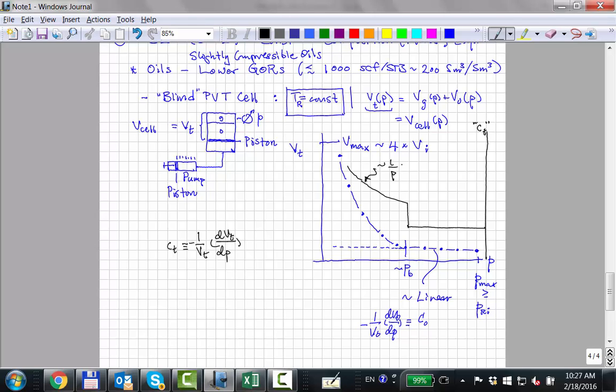The compressibility of gas is approximately 1 over pressure. So as you get more and more gas in the system, it approaches that 1 over pressure. So there's actually a discontinuity at the bubble point, and that's why we can see this discontinuity in volume versus pressure.